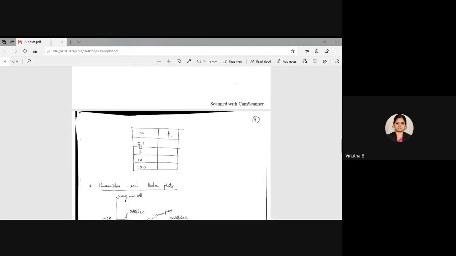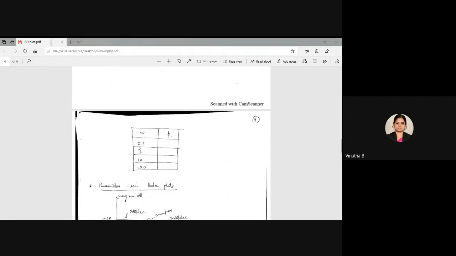If you start, you can ask me why not 0 and why you have considered 0.1. When I put omega value as 0, log of 0 will give you what? It gives you infinity. That's the reason we are not going to consider that. So either you can start with 0.01, 0.001, 0.1, anything as per your convenience.